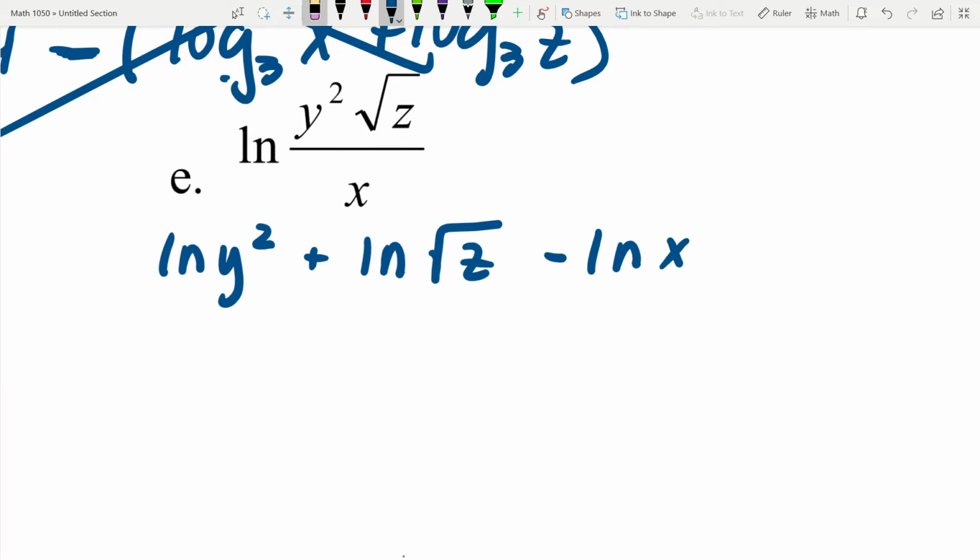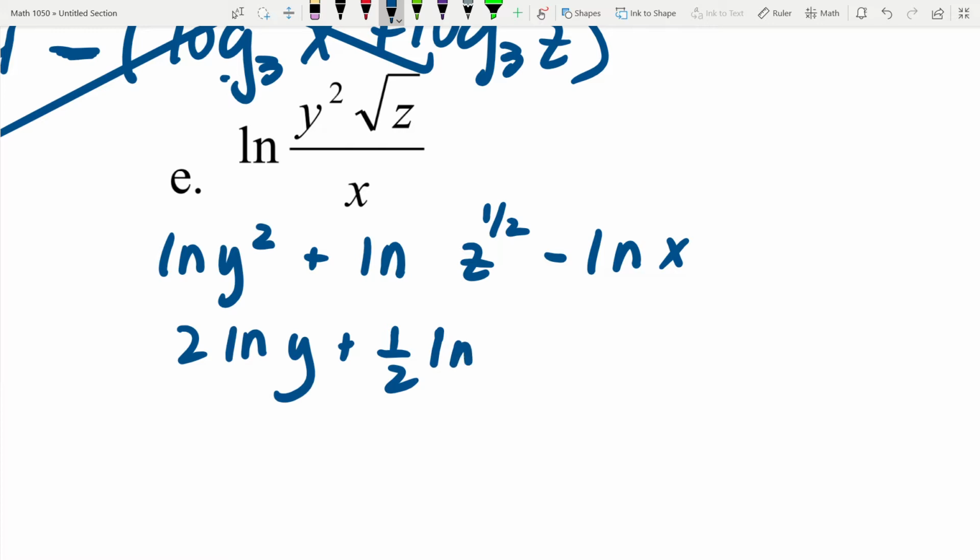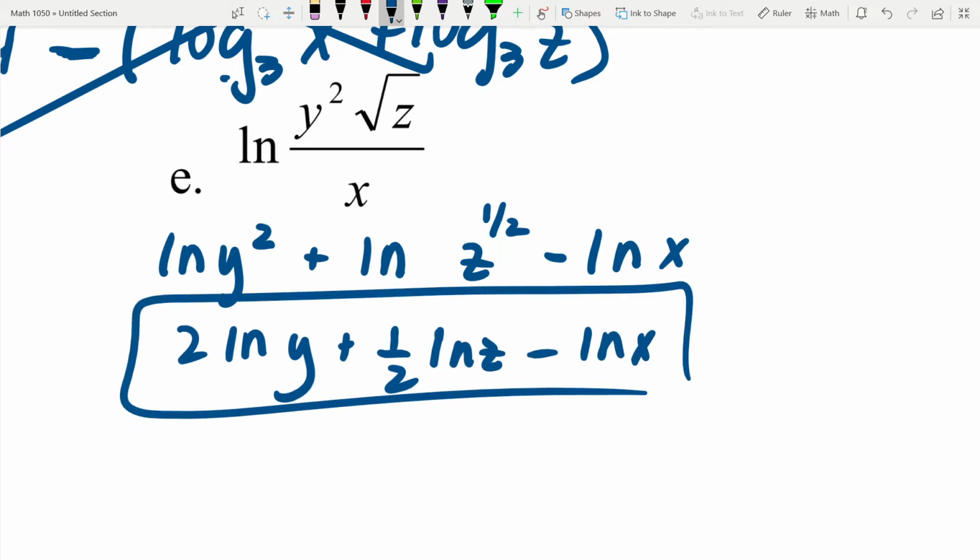Now, I'm going to take that square root of z, and I'm going to get rid of the square root, because I know the square root of z is the same thing as z to the 1/2. Is my answer done? No. What do I do? Exponents. So 2 ln y plus 1/2 ln z minus ln x, and I'm done.